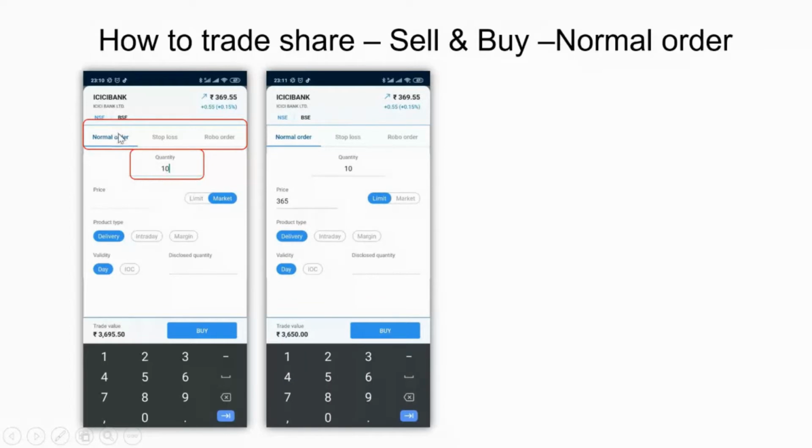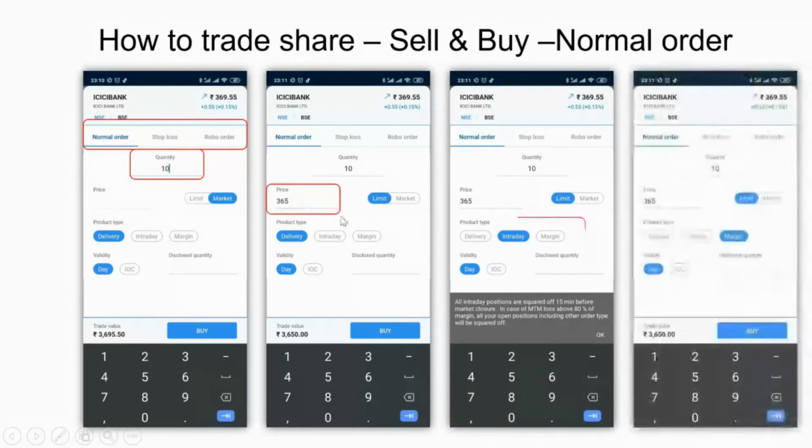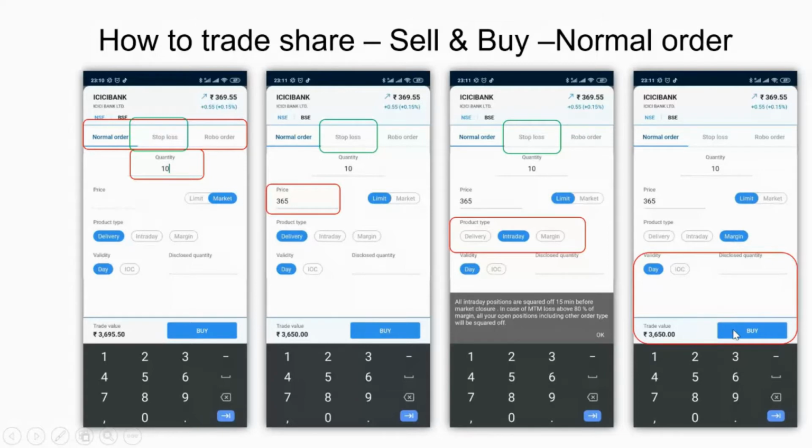In a normal order, we select the quantity to buy or sell the shares. Then we enter the price for each share. Choose your product type and select the validity of your order. Now click on the buy or sell button to carry out your transaction. This type of order is called a normal order or simple order. The normal order or simple order is what we learned in the last video.